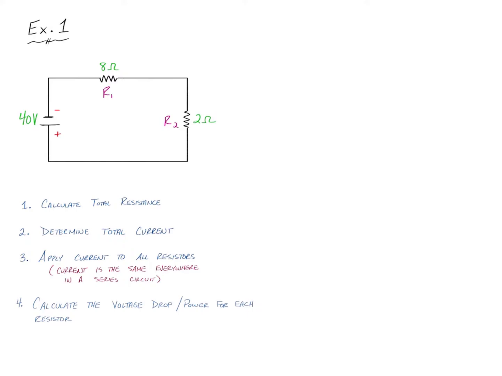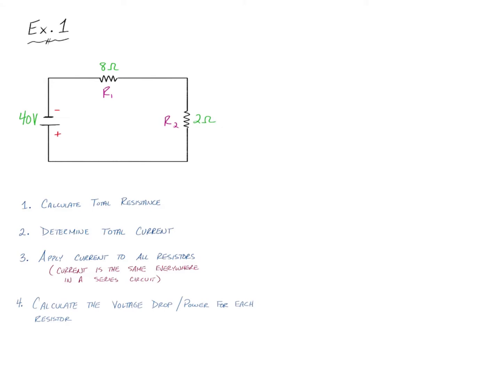In our first example, we're going to apply the 4 steps that were described in the previous video by calculating the total resistance, determining the total current, applying that current to all resistors in this series circuit, and then calculating the remaining factors, the voltage drops, the power for each resistor.